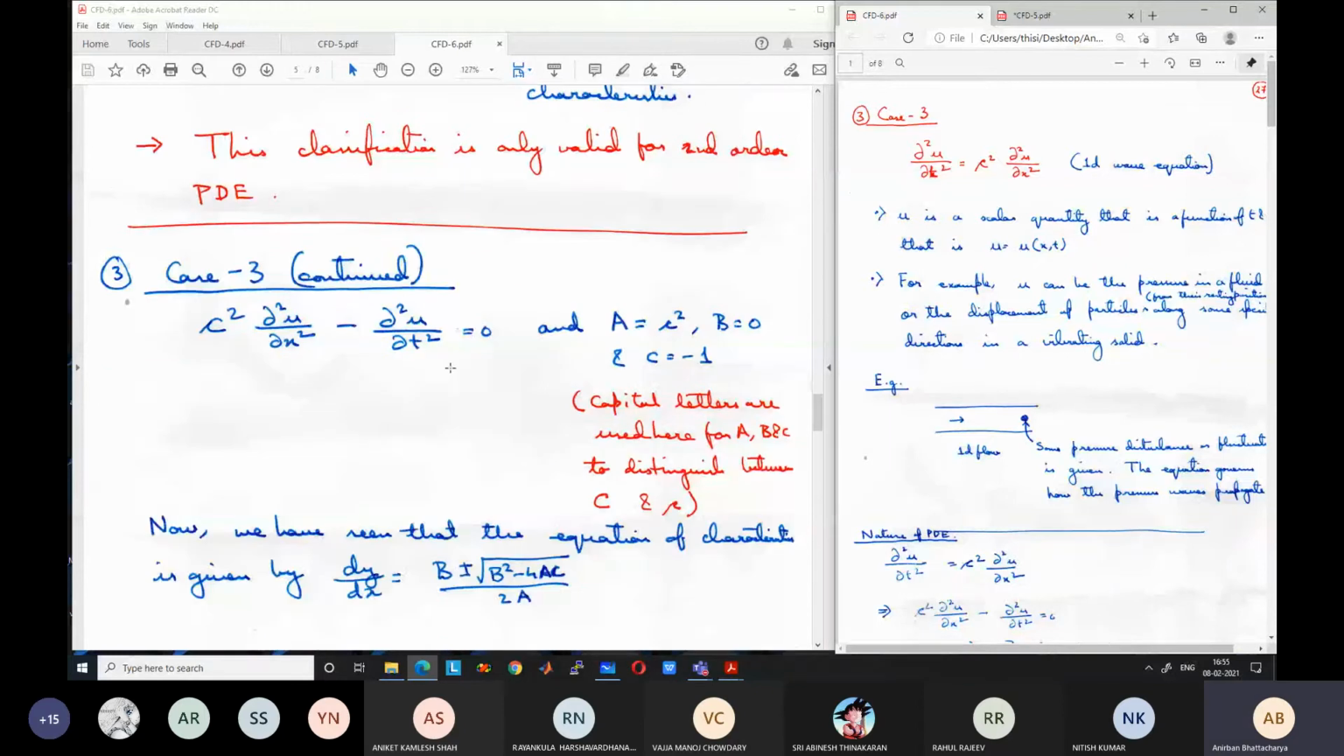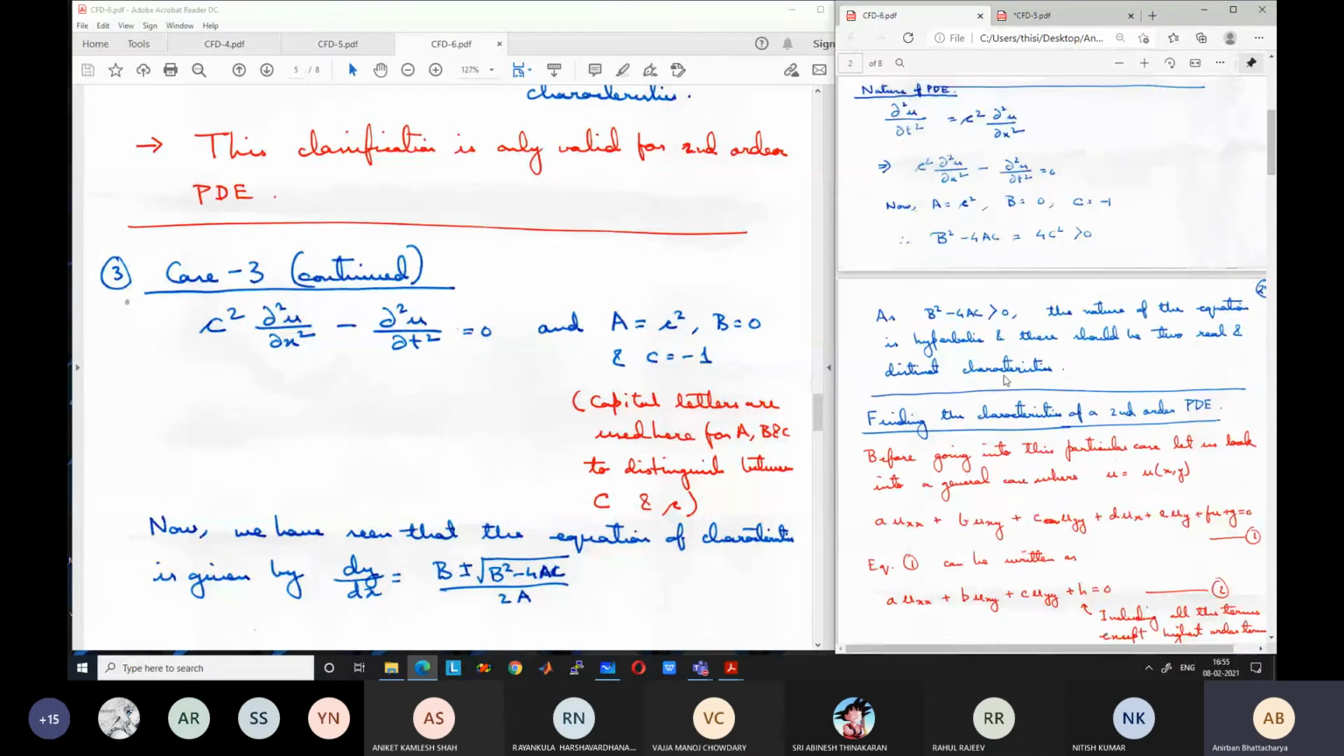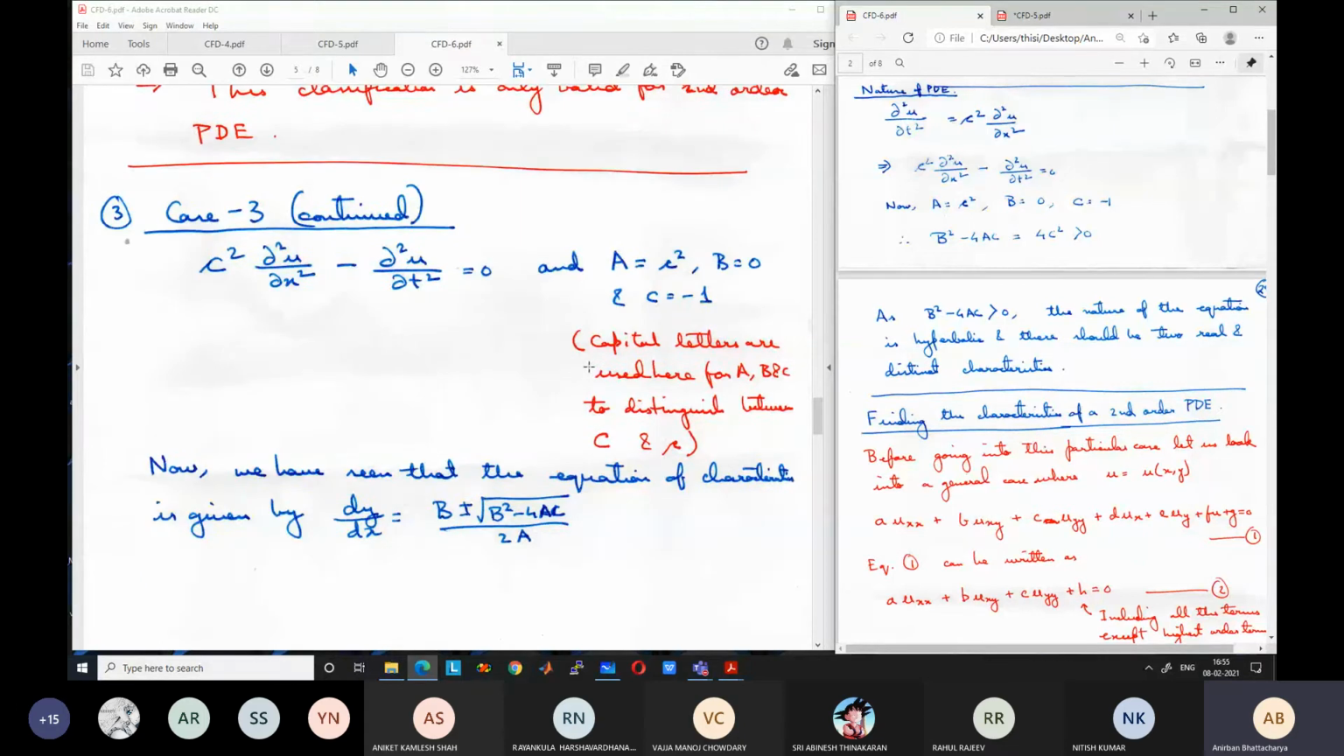We have stated that there should be two real and distinct characteristics, because this is a hyperbolic equation. We wanted to find these characteristics, but before that we digressed and found the general characteristic of a second order PDE. Now let us find the characteristic for this particular case: c squared del squared u by del x squared minus del squared u by del t squared equal to 0. So A is c squared, B is 0, and C is minus 1.